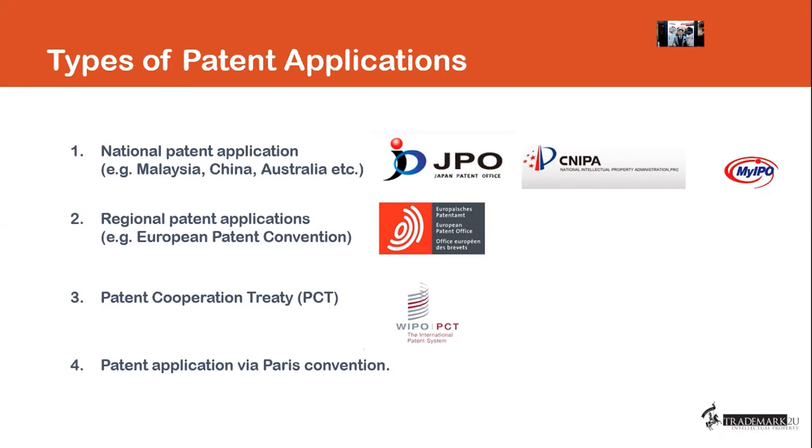Now we have regional patent offices, for example the European Patent Office. And we have the WIPO-administered PCT, the Patent Cooperation Treaty, and the Paris Convention. I'm going to explain a few of these today, because some of it will be very useful, especially for those of you who intend to commercialize your patents and export your products. So you need to listen very carefully.